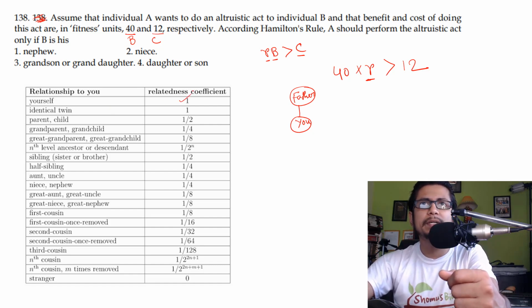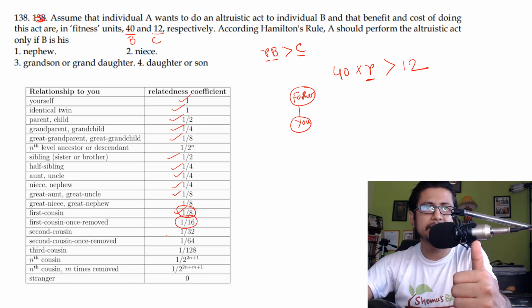With yourself it's 100%, meaning 1; with your identical twin it's also 1; with your parent, half; with your grandparent or grandchild, 1 by 4; with your great grandparent or great grandchild, 1 by 8; and with your sibling, sister or brother, half. With your half sibling, meaning you share one parent, 1 by 4; aunt and uncle, 1 by 4; niece and nephew, 1 by 4; great aunt and great uncle, 1 by 8; first cousin, 1 by 8; first cousin once removed, 1 by 16; second cousin, 1 by 32; second cousin once removed, 1 by 64; third cousin, 1 by 128.